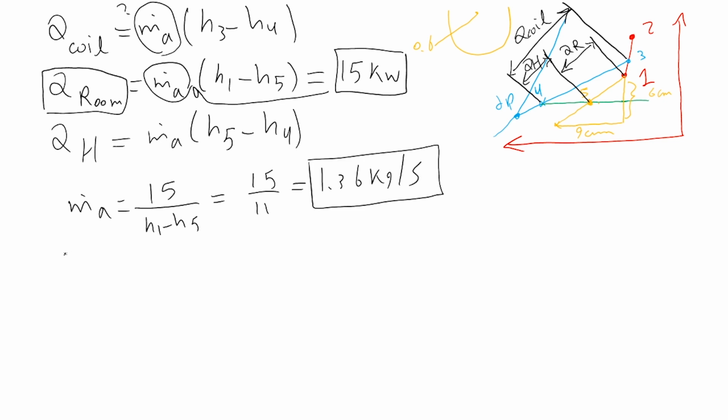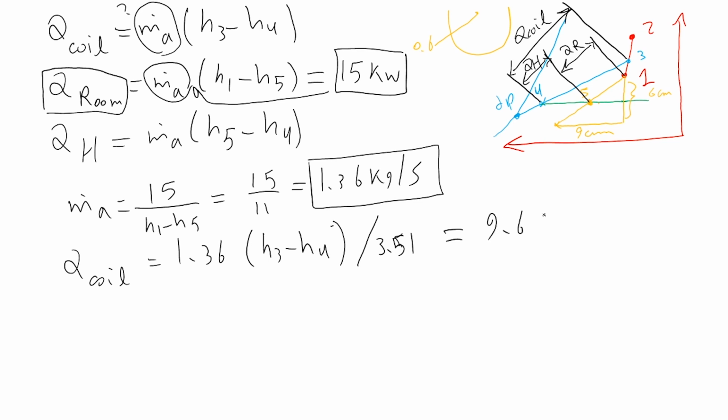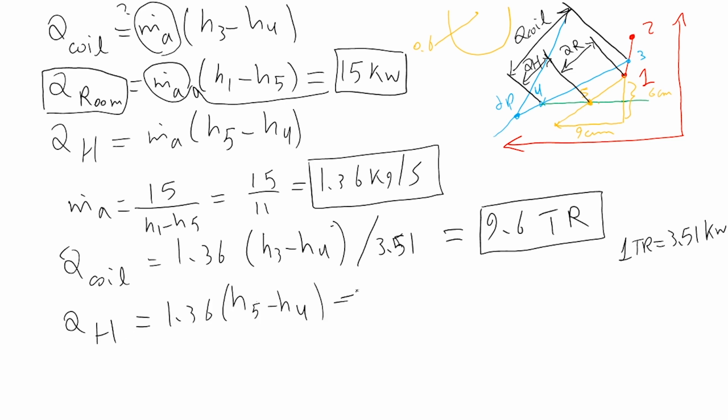Now we can calculate the load of the coil. Note that we have to divide by 3.51 to convert from kilowatt into ton refrigeration. So in this case, the load will be 9.6 ton refrigeration, since 1 ton refrigeration equals 3.51 kilowatt. Lastly, we calculate Q for the heater, which will give us 7.9 kilowatt.